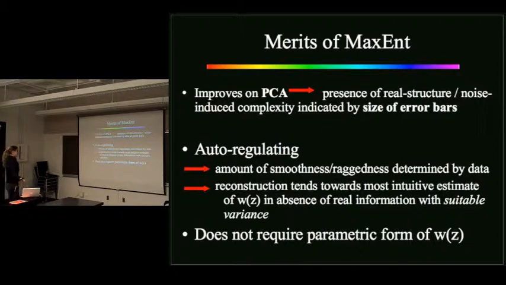And the ethos behind this whole technique is that the reconstruction tends towards our most intuitive estimate of W in the absence of real information, with suitable variance. So the error bars are certainly fitting. And it essentially does not require a parametric form of W.